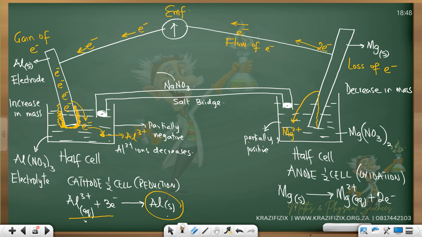Since the right hand side is becoming more positive, what should we have there? So my sodium nitrate would break down into what? Na+ and NO3−. What are these called? These are called cations, and these are called anions. Wait, hold on, check something here. This side is becoming more partially positive. To maintain it, what do we need? Negative ions. The examiner is going to ask you for this.